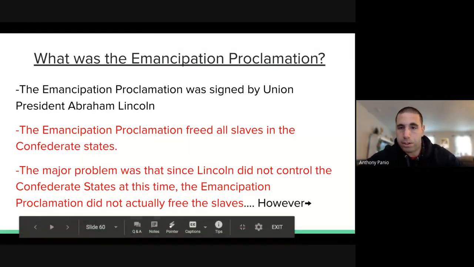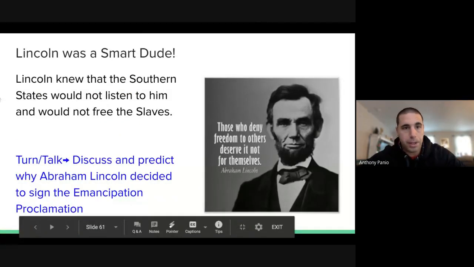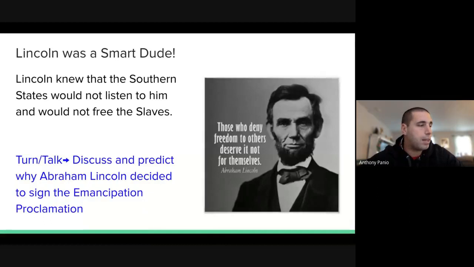Okay, so now let's try and figure this out a little bit. I'm going to see if someone can guess it. I'm not going to respond if you're correct or not, but I'm going to make a mental note if you're able to guess the reason why. Lincoln was a very smart guy. He obviously knew that the Southern states would not listen to him and would not free the slaves. So though we can't do a turn and talk, make a prediction in the chat and think why Abraham Lincoln decided to sign the Emancipation Proclamation. Why did he give this proclamation if he knew the Southern states were literally going to laugh at him because he does not have the power or authority to do this? Write in the chat if you think you could figure it out, because there is a reason.